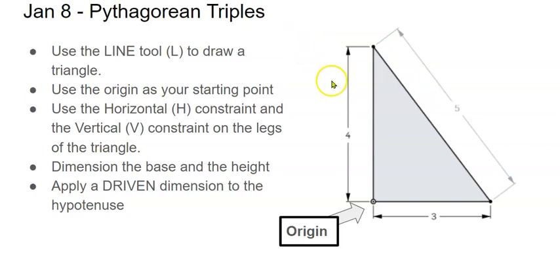Today we're going to create this Pythagorean triangle using our line tool, our horizontal constraint, and our vertical constraint, and our dimensions. You can see that the triangle we're going to create will have a vertical leg, a horizontal leg, and of course a hypotenuse. And you'll see that when we're done, the dimensions will be all whole numbers. Let's go ahead and see how we do this.